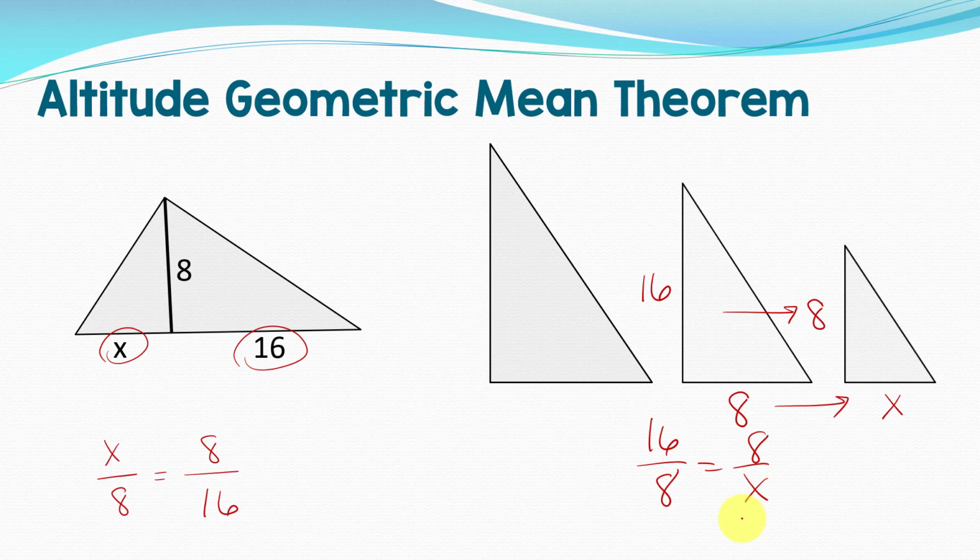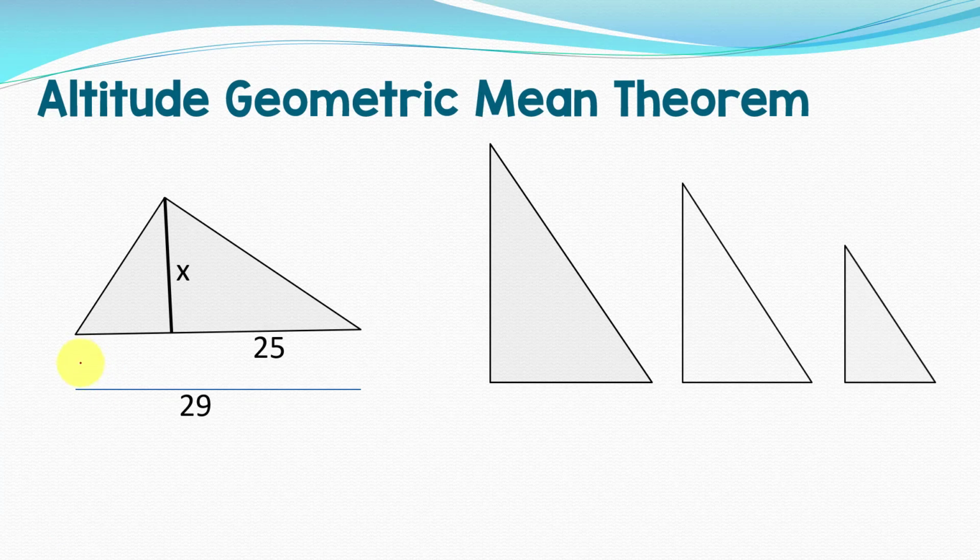cross multiply and solve. So here we go. 16 times x equals 8 times 8 is 64. Divide both sides by 16. And x equals 4. And there you go. You've got the missing value for x. Let's do another example.